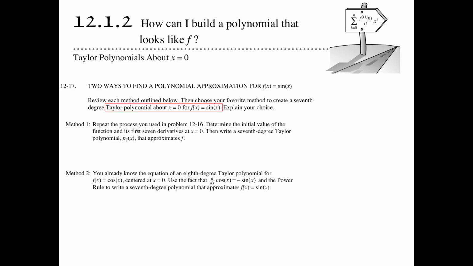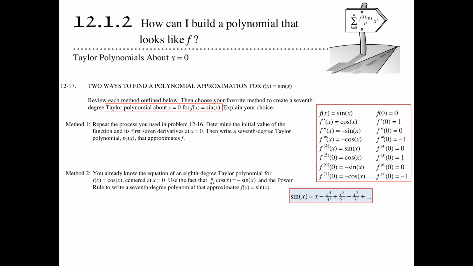Now on to sine x. Problem 12-17 suggests 2 different methods to find a 7th degree Taylor polynomial for sine x centered at 0. Method 1 involves using the same process as the previous problem. Students will find a long list of derivatives of sine x and their values at 0, and then evaluate those into the general formula for an nth degree polynomial approximation.